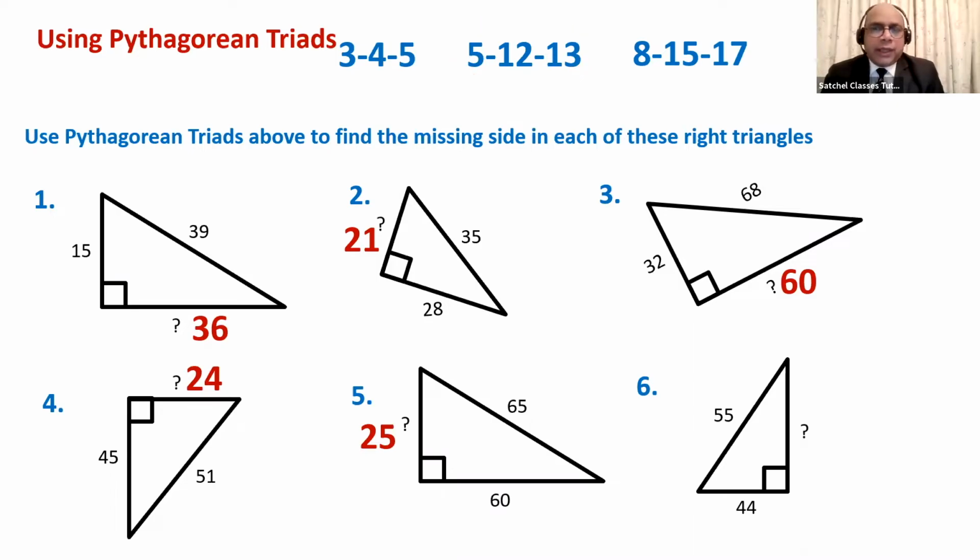And finally, if you look at the last triangle, the hypotenuse is 55, which is clearly a multiple of 5. And hence we can link it to the first triad. And the multiplier there is 11. 5 times 11 is 55. 4 times 11 is 44. So the missing side of that triangle has to be 3 times 11, which is 33 units. So we have used the triads to find the missing side of any right angle triangle quite easily.